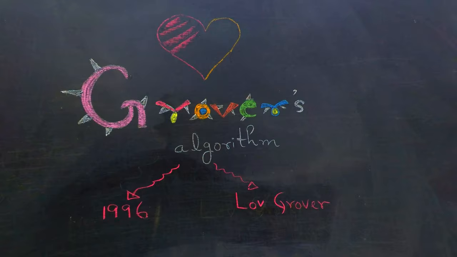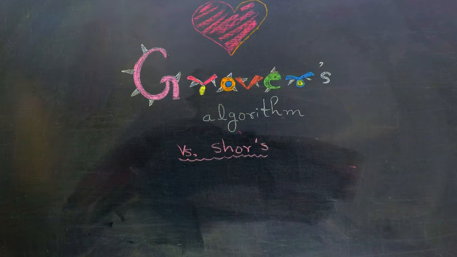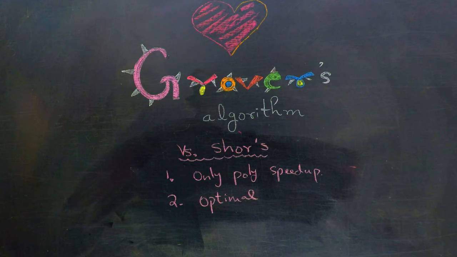Let's quickly compare Grover's algorithm with Shor's algorithm. Grover's algorithm only provides polynomial speedup as compared to Shor's algorithm, which provides exponential speedup. However, importantly, Grover's algorithm is optimal and Shor's is not optimal. That means we can never find a better quantum algorithm as compared to Grover to solve the same problem, and no classical algorithm can ever outclass Grover's algorithm. So it is optimal classically as well as in terms of quantum computing.